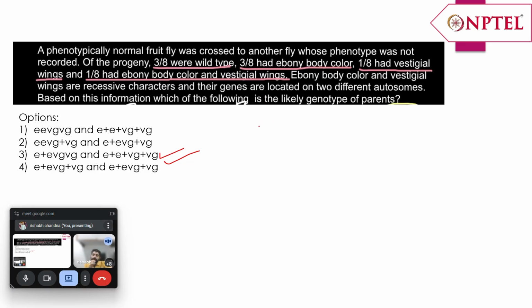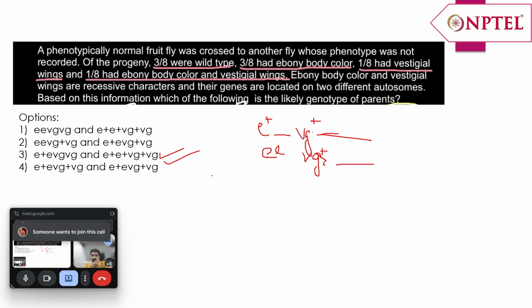Okay, so here we'll consider wild type as E positive for the body color and VG positive for the wings. So 3/8 were wild type. That means this was the genotype of the parent for one of the offspring. Then the other one was ebony colored. Because it's recessive, we'll write small e, and the wing was wild type in this case, so that would be VG plus.